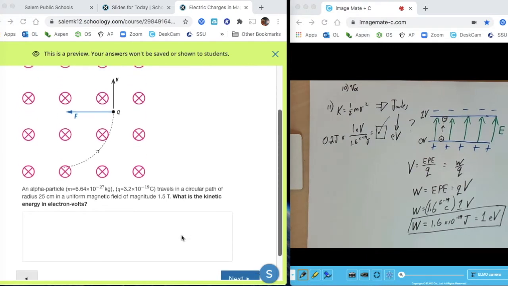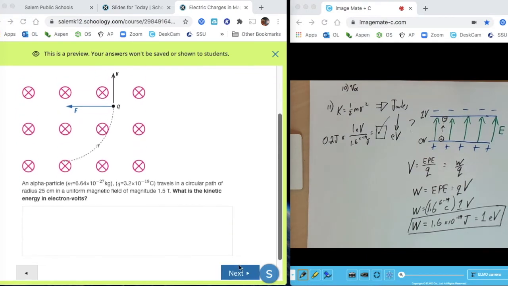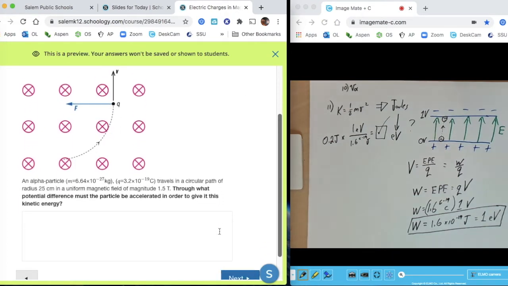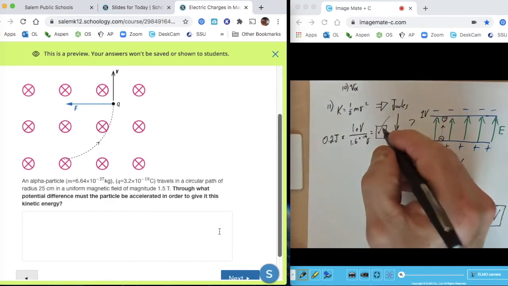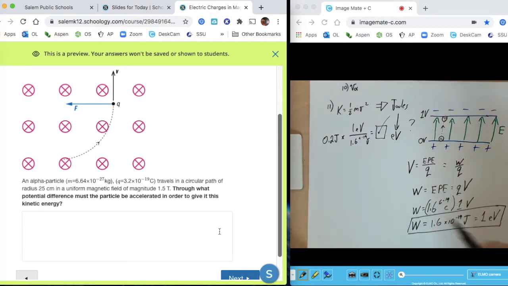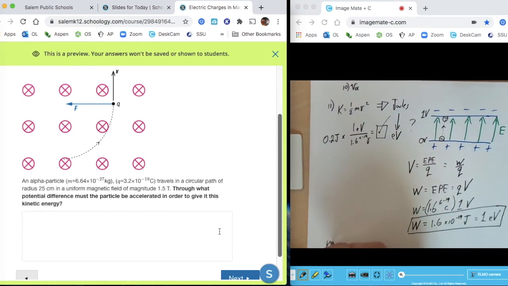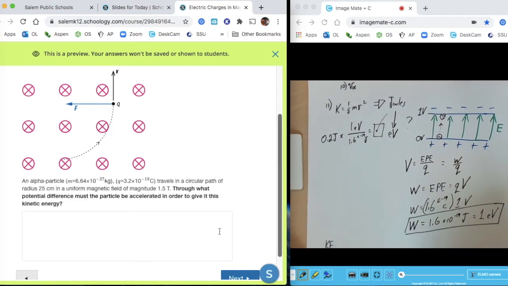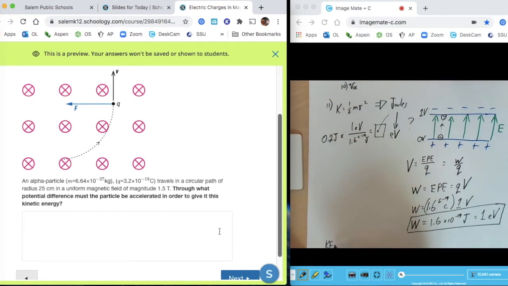All right, let's carry on here. That was number 11. Through what potential difference must the particle be accelerated in order to give it this KE? Okay, so you're going to have an actual number here. You're going to have some amount of kinetic energy, and this is a given, so you'll have that. And you want voltage. Through what potential difference must it be accelerated?